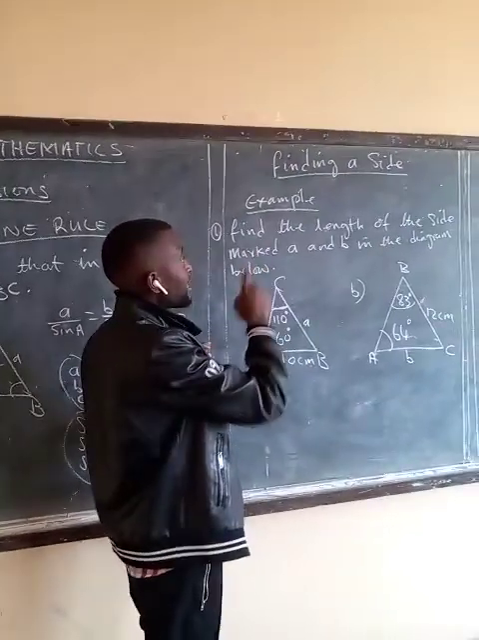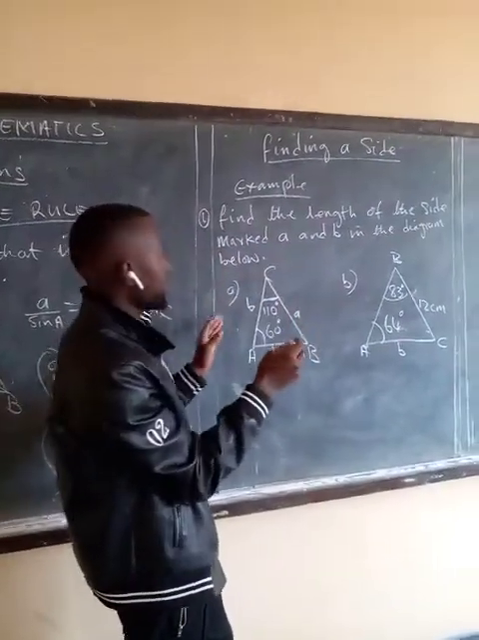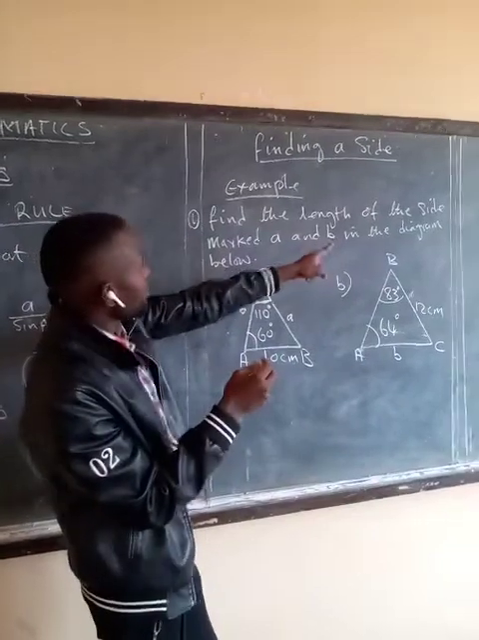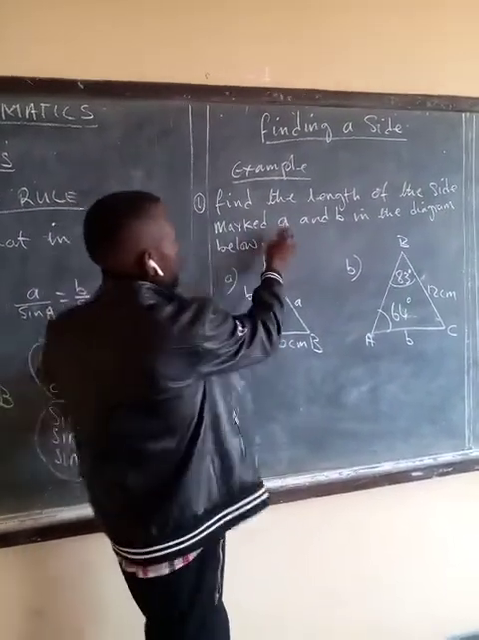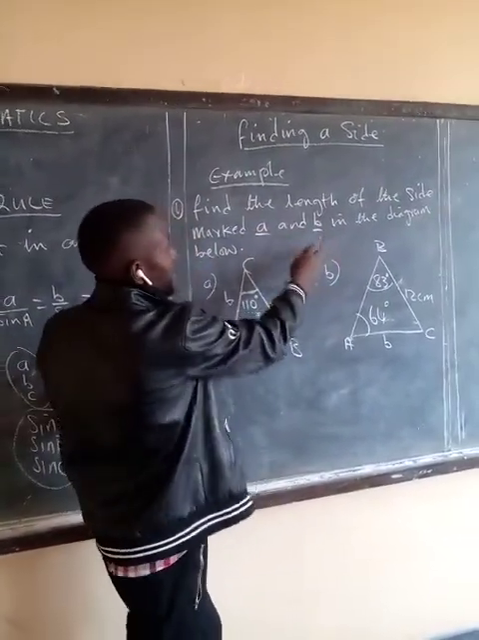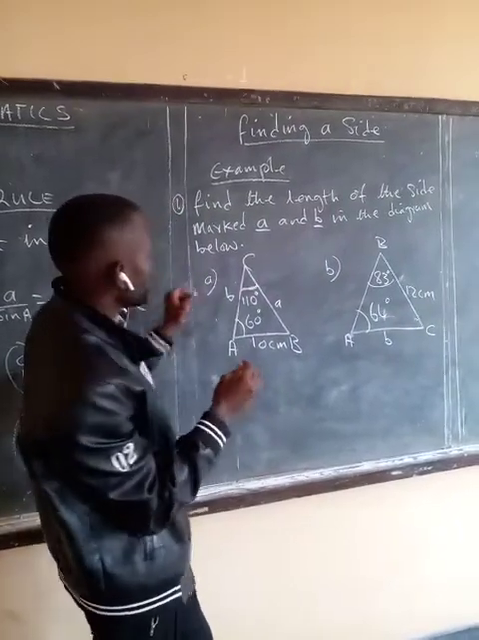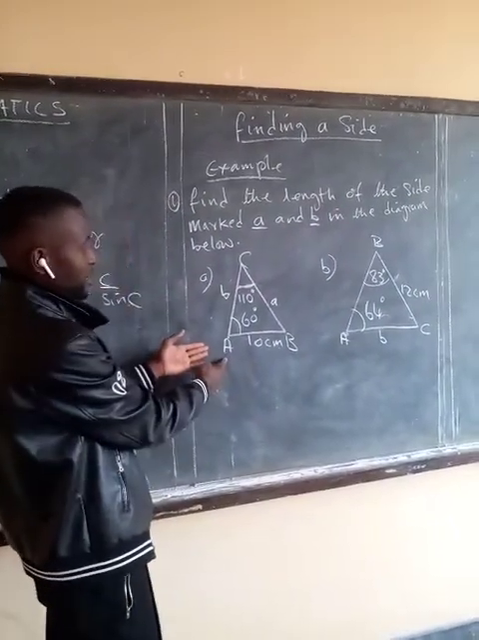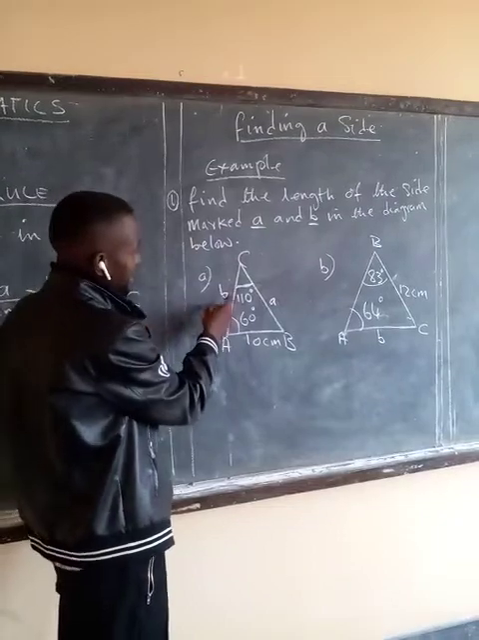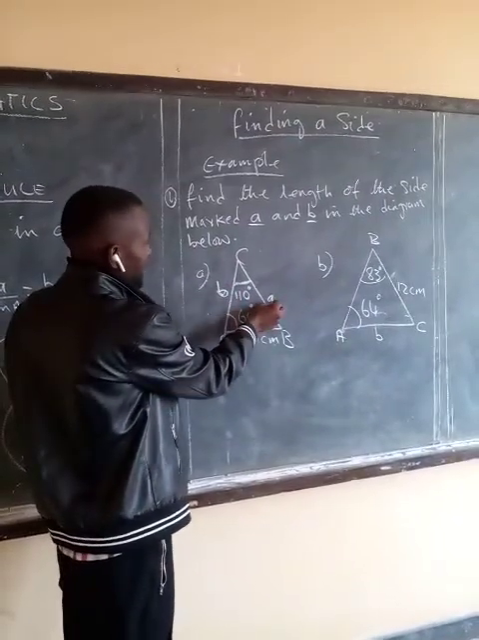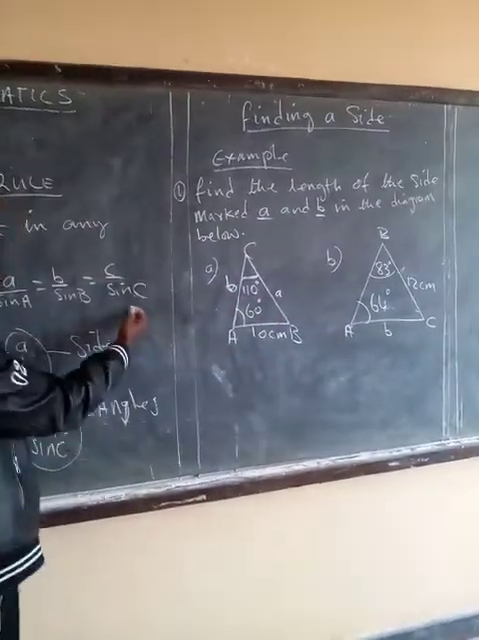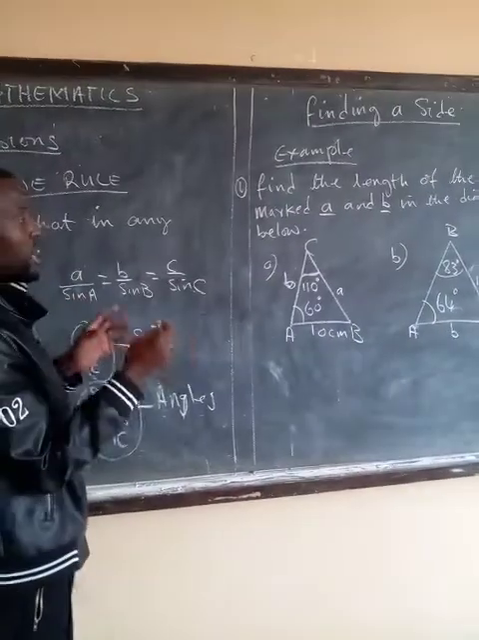First example, find the side. Here we are just concentrating on finding the side. Find the length of the sides marked a and b in the diagram below. We start with this first diagram here. How do I find this side b and this side a using the formula of the sine rule?